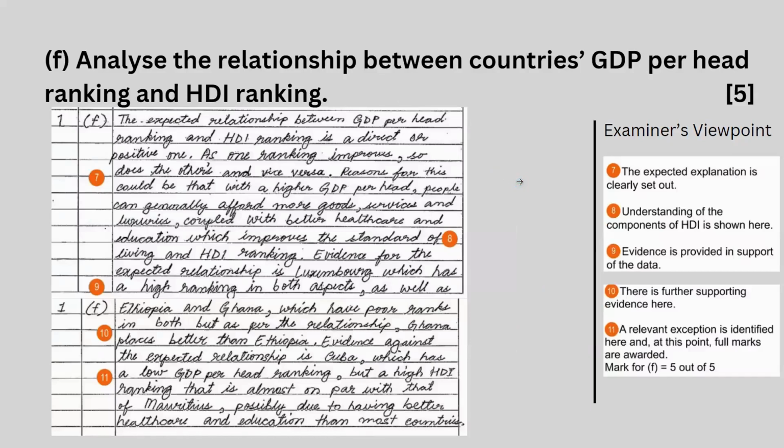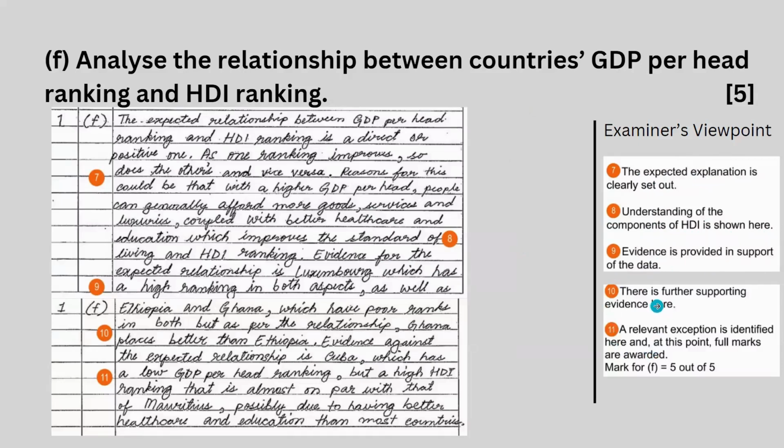This is an analyze question. Analyze the relationship between countries' GDP per head ranking and HDI ranking. First, this answer is given by a high marking candidate. So they're saying that expected explanation is clearly set out, understanding of the components of HDI is shown here, evidence is provided in support of the data. This point is really important because this question is related to the passage given in the starting. So it should definitely relate to what's given there.